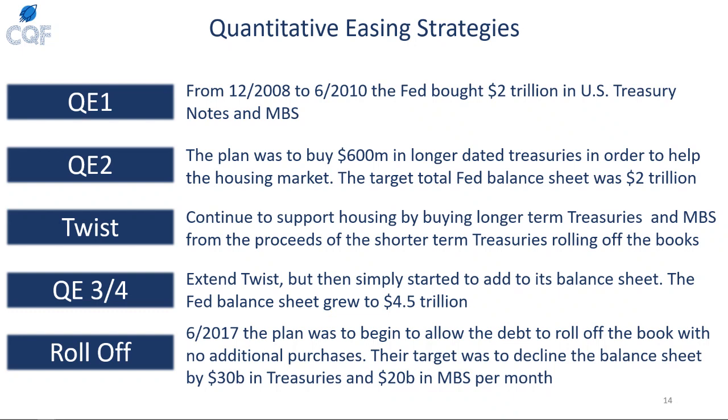So they decided to increase their balance sheet. Just utilizing the proceeds from the bonds that were rolling off, they decided to add to the balance sheet, which ballooned to $4.5 trillion. This all led to the middle of 2017, when QE effectively ended, and the plan was to begin to allow the debt to roll off the book with no additional purchases. Their target was to decline their balance sheet by about $30 billion in treasuries and $20 billion in MBS per month.